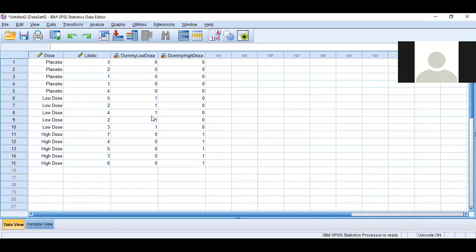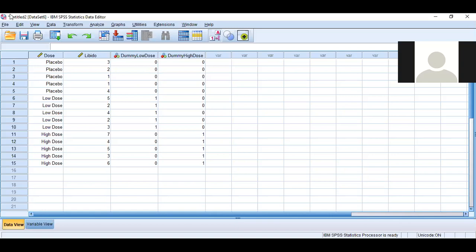Just listen again. You are creating a number of dummy, 1 minus the category. In that sense, you are making 1 category a reference, and you are creating dummy for the others. For example, I'm creating dummy for low dose and high dose here, because the placebo is the reference group. I'm not creating dummy for it. In the dummy for a particular group, those that fall under that group will be 1. Every other one will be 0 for that dummy.